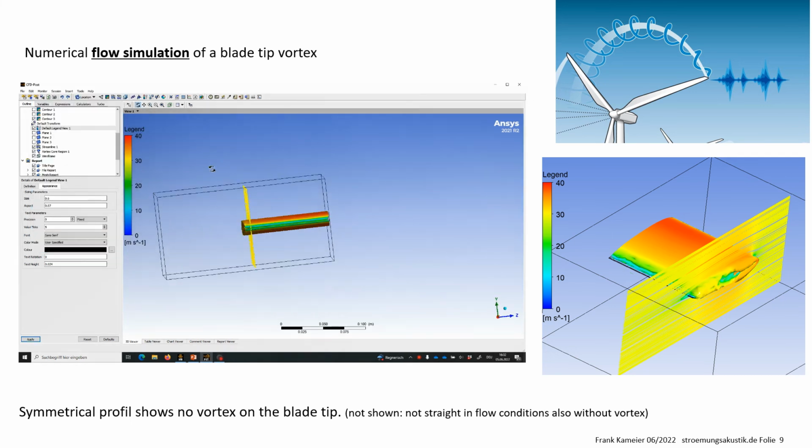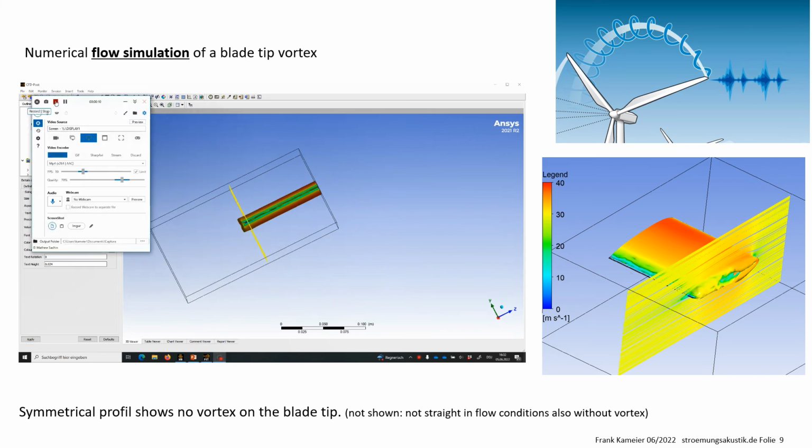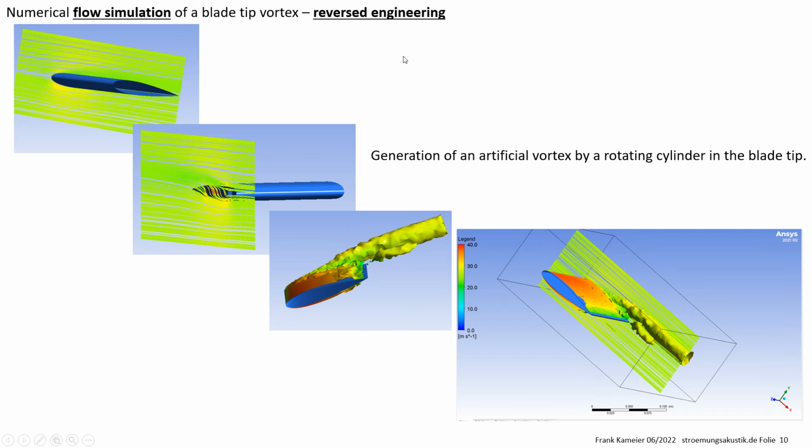First I have done a simulation of a blade tip with a symmetrical profile, and it's interesting, it's visible that there is no vortex like in the sketch of the DLR, the German Aerospace Center, shown. There is no vortex, but I've used this information and made a kind of reverse engineering. How can I generate a vortex with a symmetrical profile? It's possible if I place a rotating cylinder with wall friction in the blade tip. In a 3D design environment it's quite easy, and I've done it, and here the tip vortex is visible.